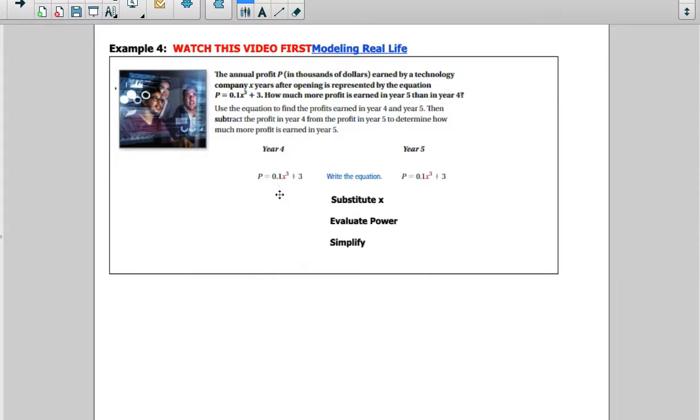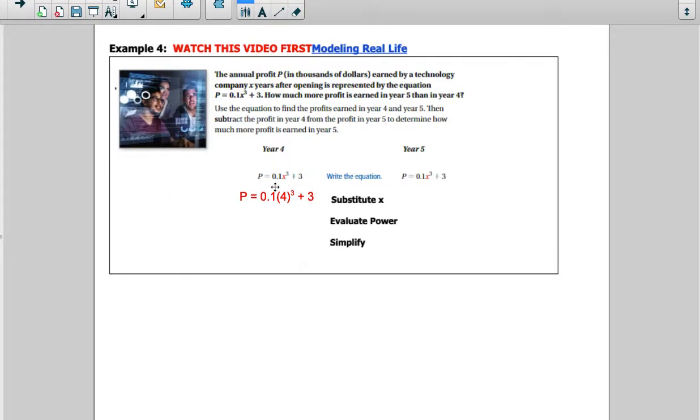So the new equation would become the profit equals 0.1 times 4 to the third power plus 3. Notice how I substituted the year, the number 4, in for the x. That's to show the number of years to the third power. And in this case, it's 4 to the third power. So now, this is ready to go. I'm going to resolve and find out what the profits were for this technology company after x years, or after 4 years in this case.